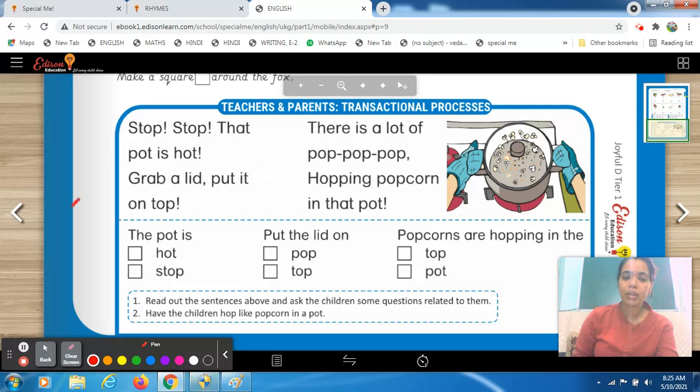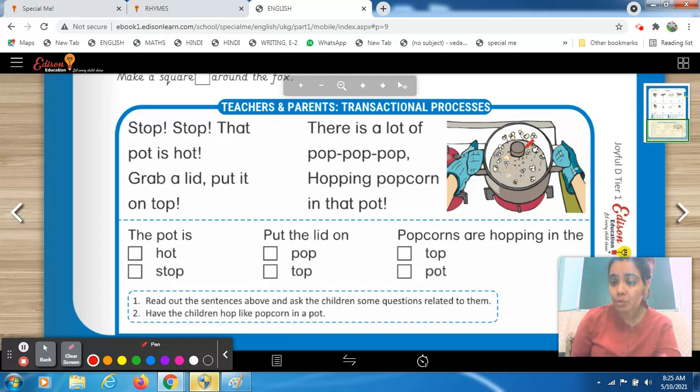Put it on the top. That means you have to take that lid. Aur usko lid ko kahan rakhna hai? This lid ko. You have to put that lid on top. Ye jo pot hai, garam garam pot hai, us pe aapko lid ko rakh dena hai, cover kar dena hai. When you cover it, what is there inside the pot?